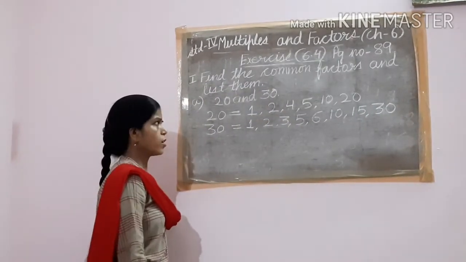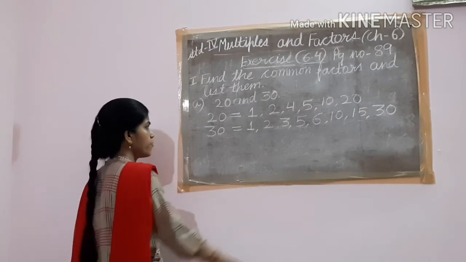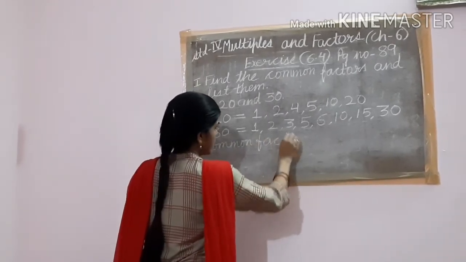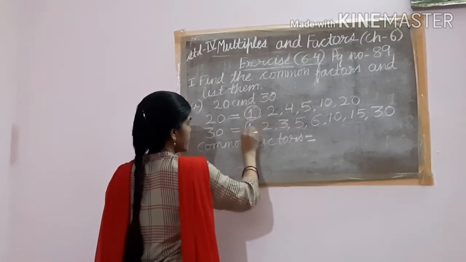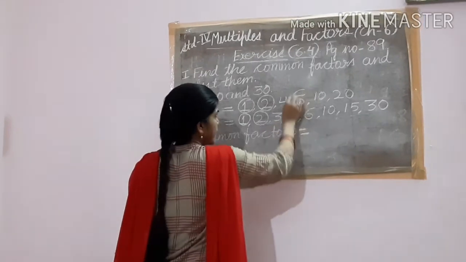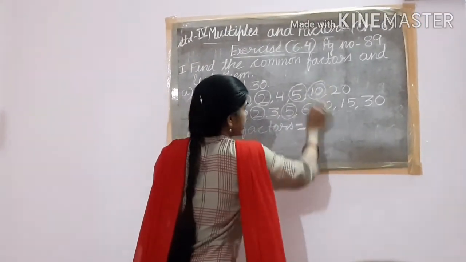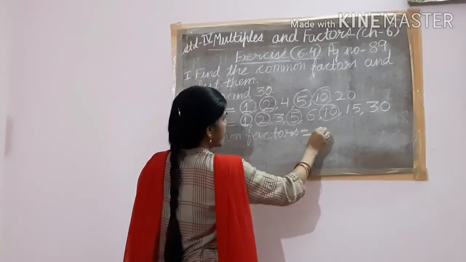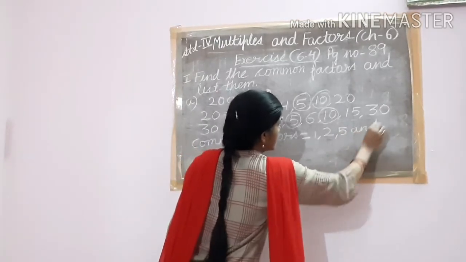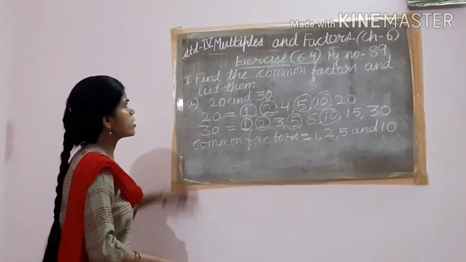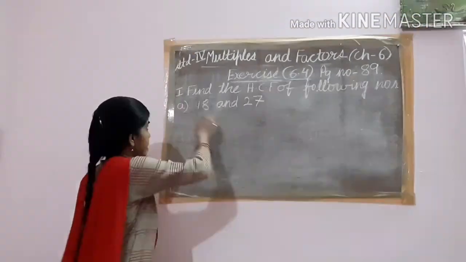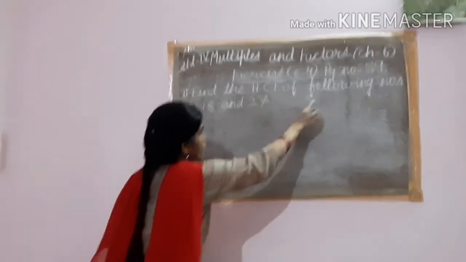Now what do you have to do? You have to find out the common factors. Here it is 1, then 2, then 3 not, 4 also not, 5 is common, then 10. So the common factors are 1, 2, 5 and 10. Here we are not asked to find the HCF, so this is your answer.